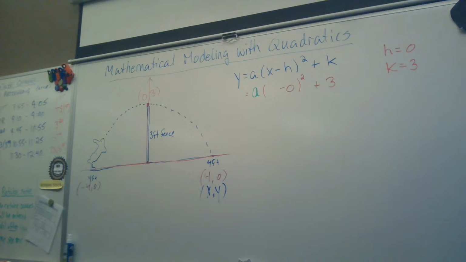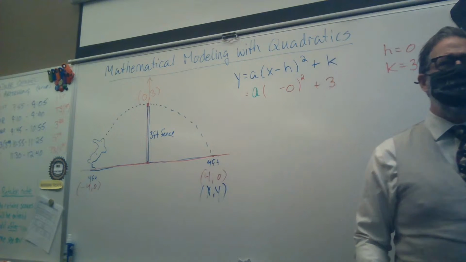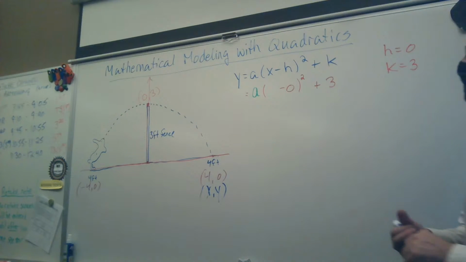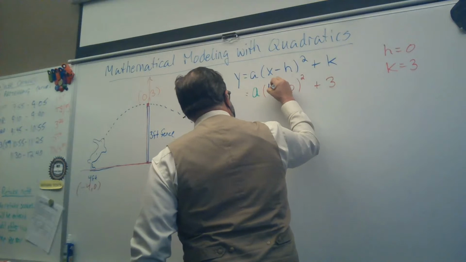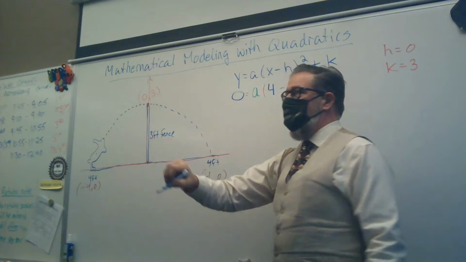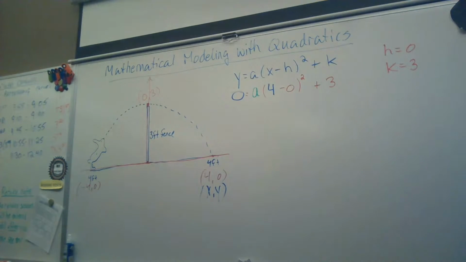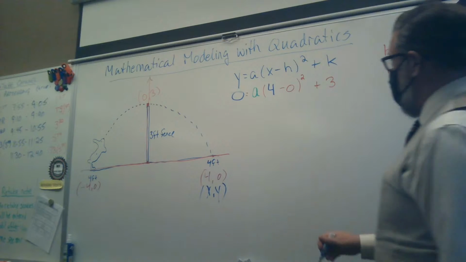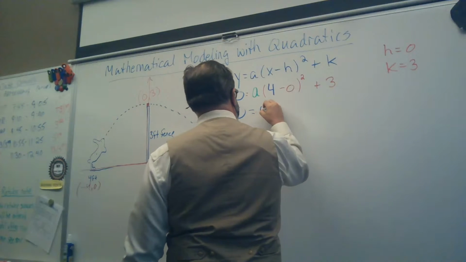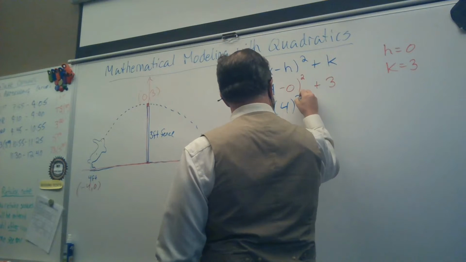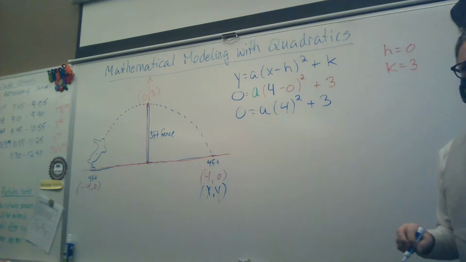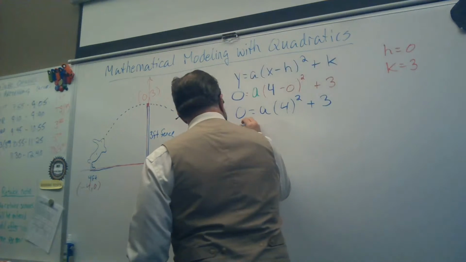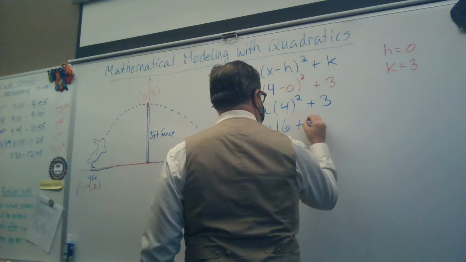Every time you see a point on a graph, hey, look, if X is 4, then Y must be 0. How many unknowns in that equation? Boom. I got 1 unknown. I can solve for 1 unknown. Here we go. 0 equals A times, well, 4 minus 0 is 4 squared plus 3. 4 squared? 0 equals A times 16 plus 3.